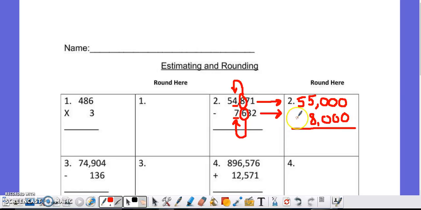I'm now ready to subtract because I rounded first. It's not asking me for the actual answer. It wants to know the rounded answer.